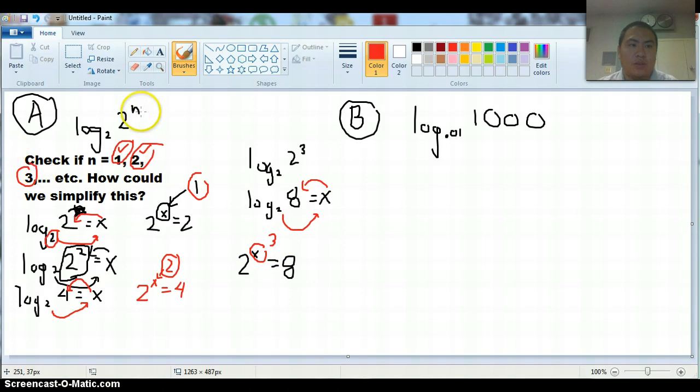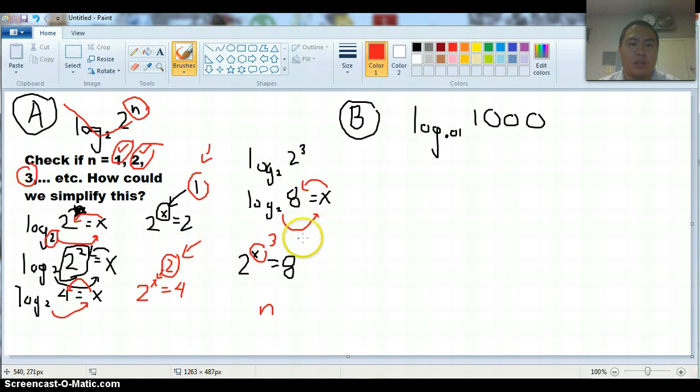So for all of these, what happens when I plug in these n's right here? Well, this is actually one of the properties that we're going to learn next class, but the reason why is that this cancels out the 2 and you're left with n. So if we plugged in n equals 1, like 2 to the first power, it would be log base 2 of 2 to the first, and that just became 1, which we showed right here. If we plugged in 2, we got that one right there.